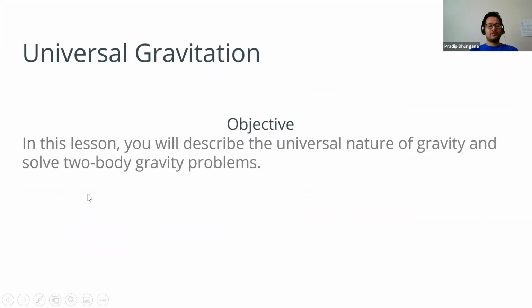Now, from Newton's third law of motion, let's go to universal gravitation. In this lesson, we'll describe the universal nature of gravity and then solve two-body gravity problems. We'll go through Newton's law of gravitation, and then I will solve different problems related to two-body gravity problems. That is the goal of this lesson.